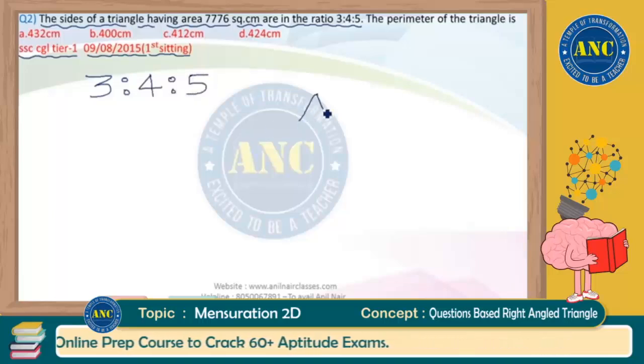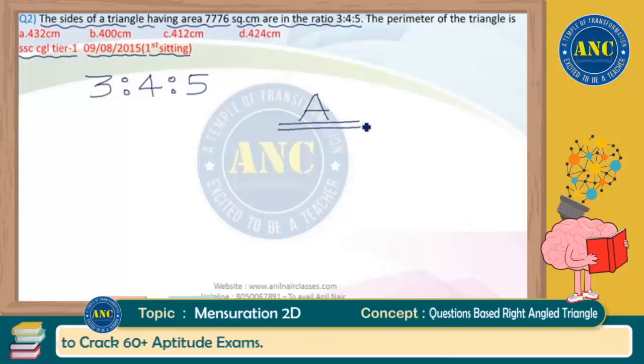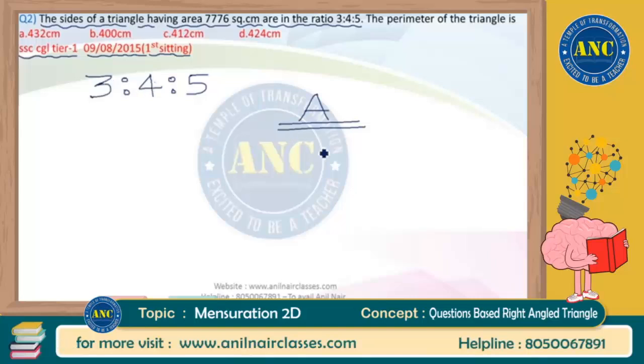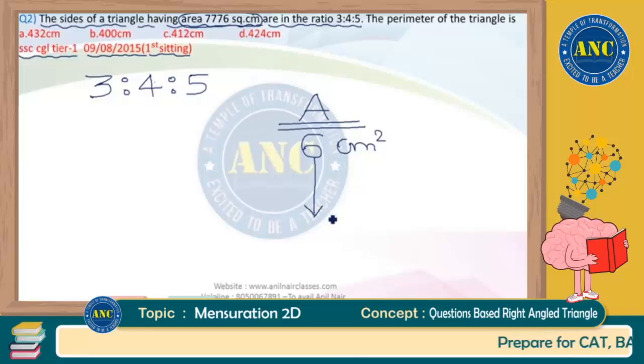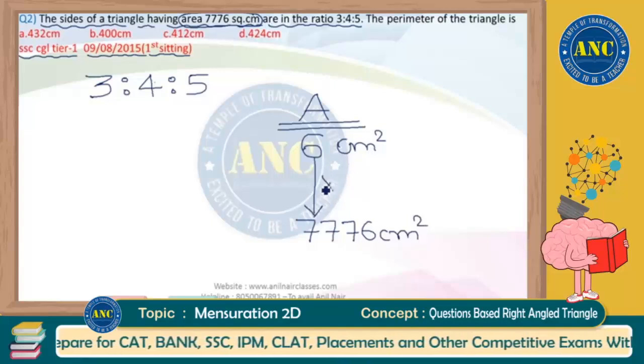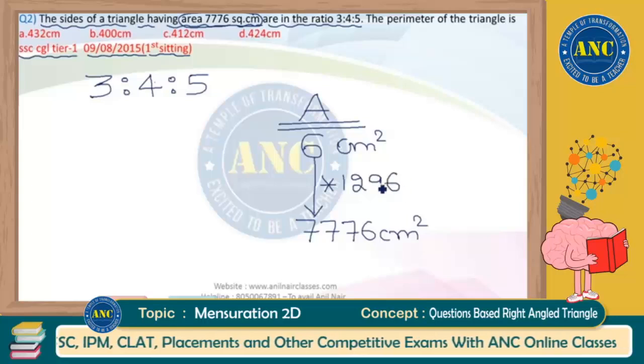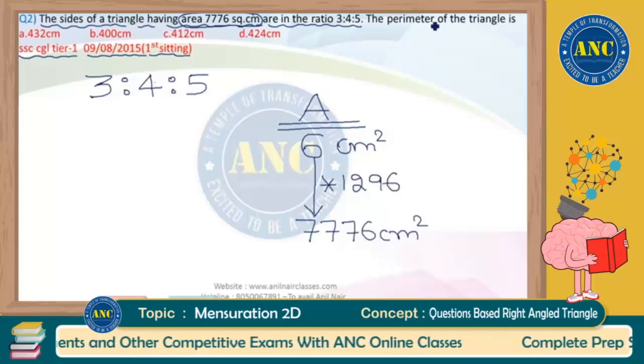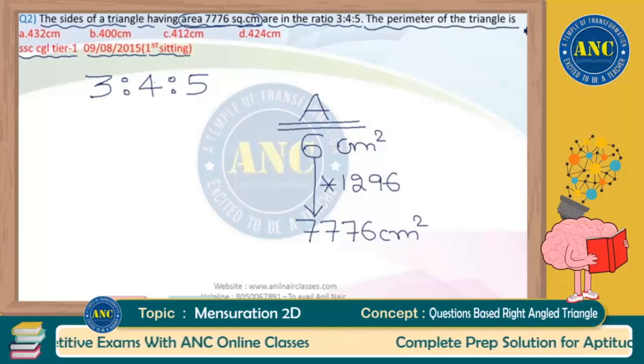Again, the sides are given in terms of ratio as 3:4:5. That means, according to the ratio, the area of this right angle triangle is half into 3 into 4, which is nothing but 6 centimeter square. According to the question, the area is given as 7776 centimeter square. 6 should become 7776. Multiply by 1296. Your question is, find the perimeter of the triangle.